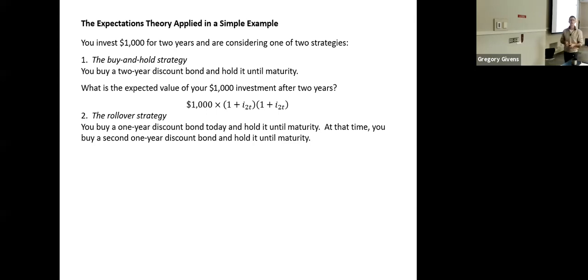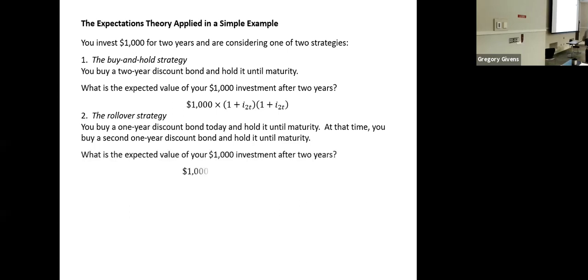What would be your expected future value if you adopt the rollover strategy? It is going to look a little different, right? Well, here's your $1,000 principal. What's the value of your investment after 1 year? It's $1,000 times 1 plus I1T. That's the interest rate on the 1 year bond that prevails in the current period.